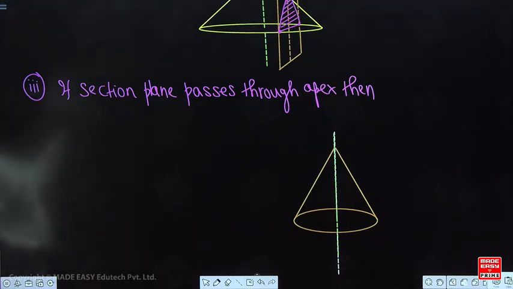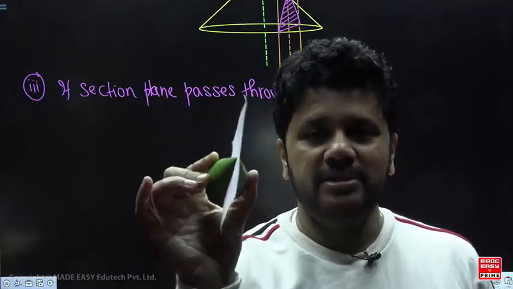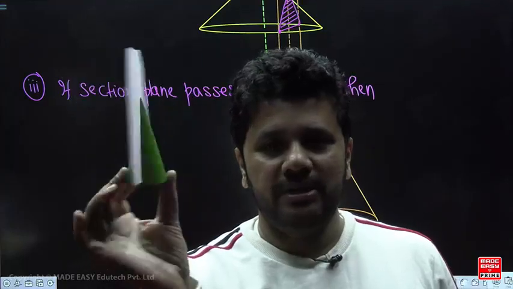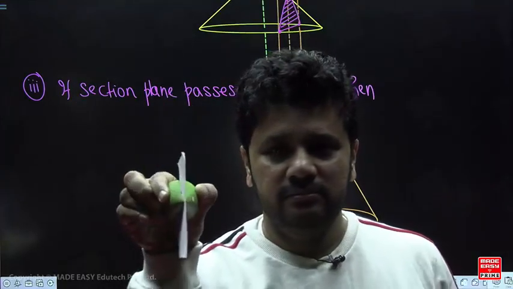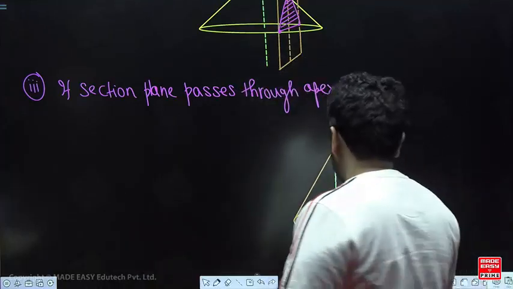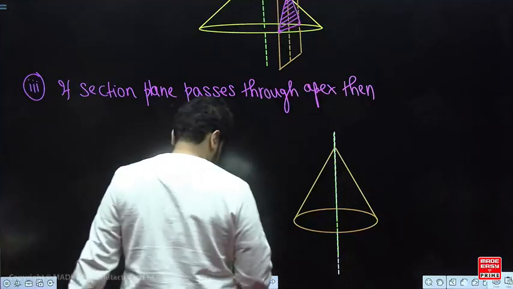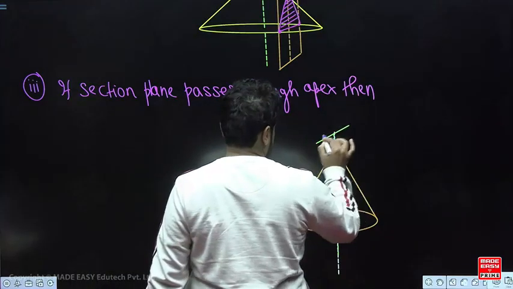Right, see, you can see that the section plane is passing through the apex, isn't it? So the section plane is passing through the apex. Clear? ठीक. Now if the section plane passes through the apex, so what is going to happen in this particular case? So let us see. So in this particular case, this will be your section plane.